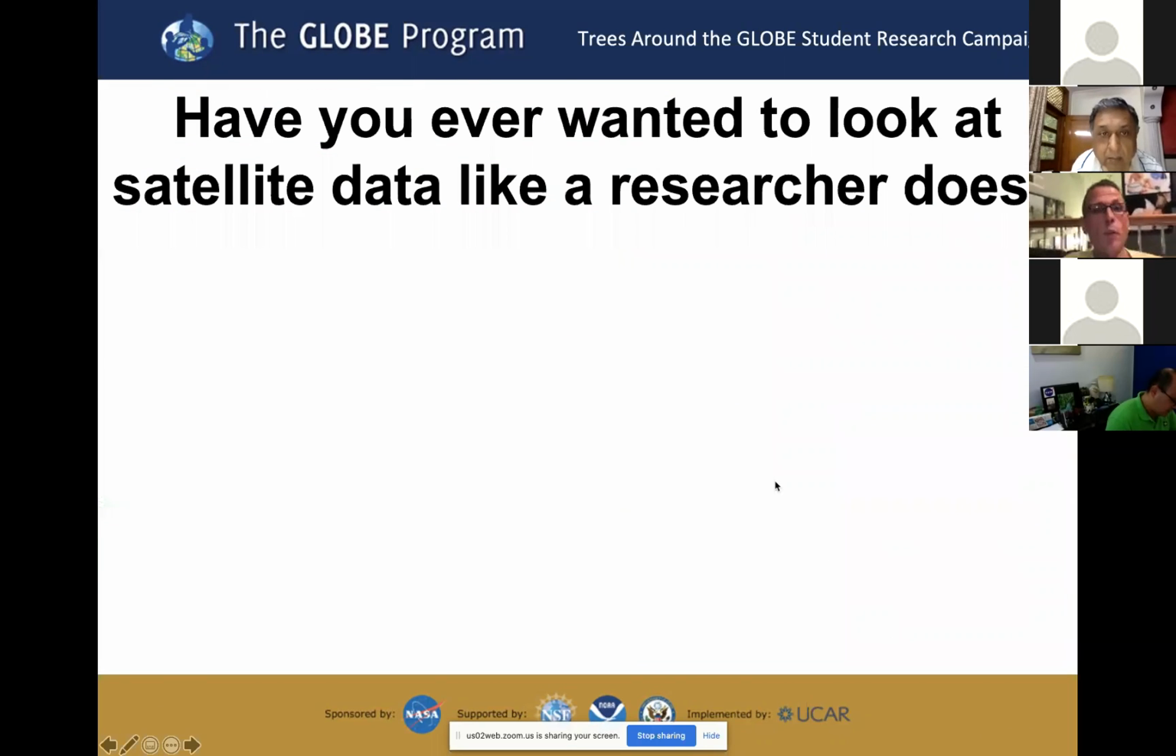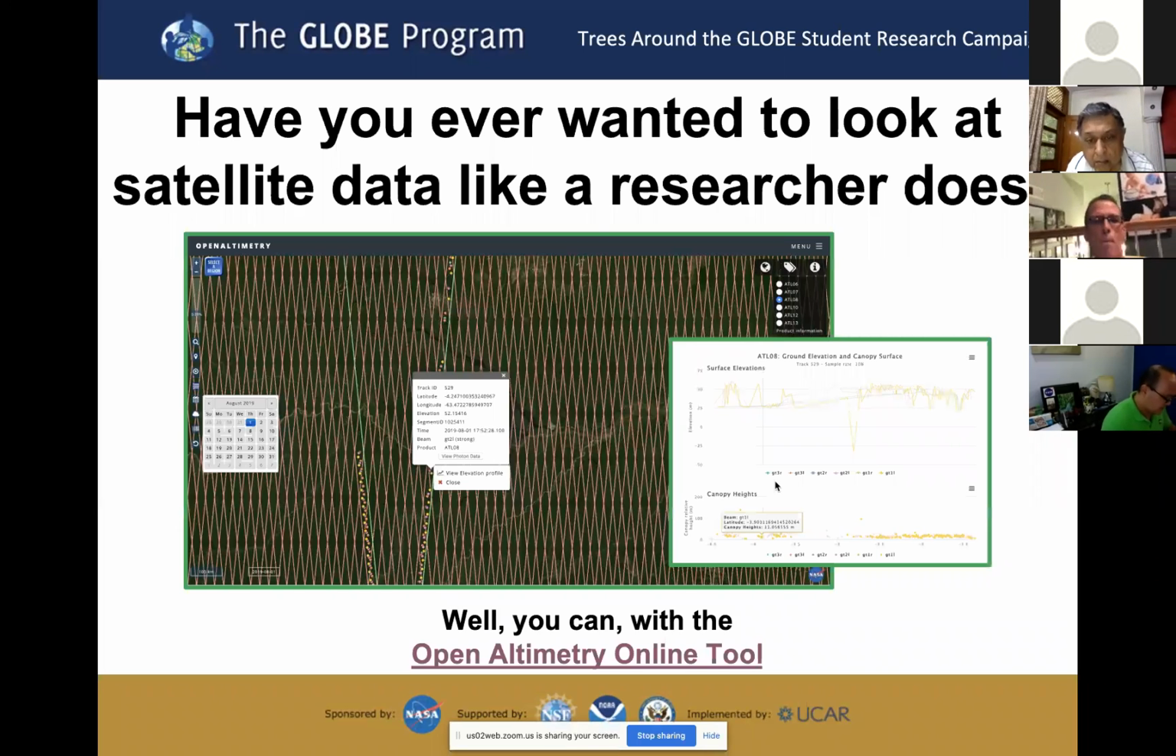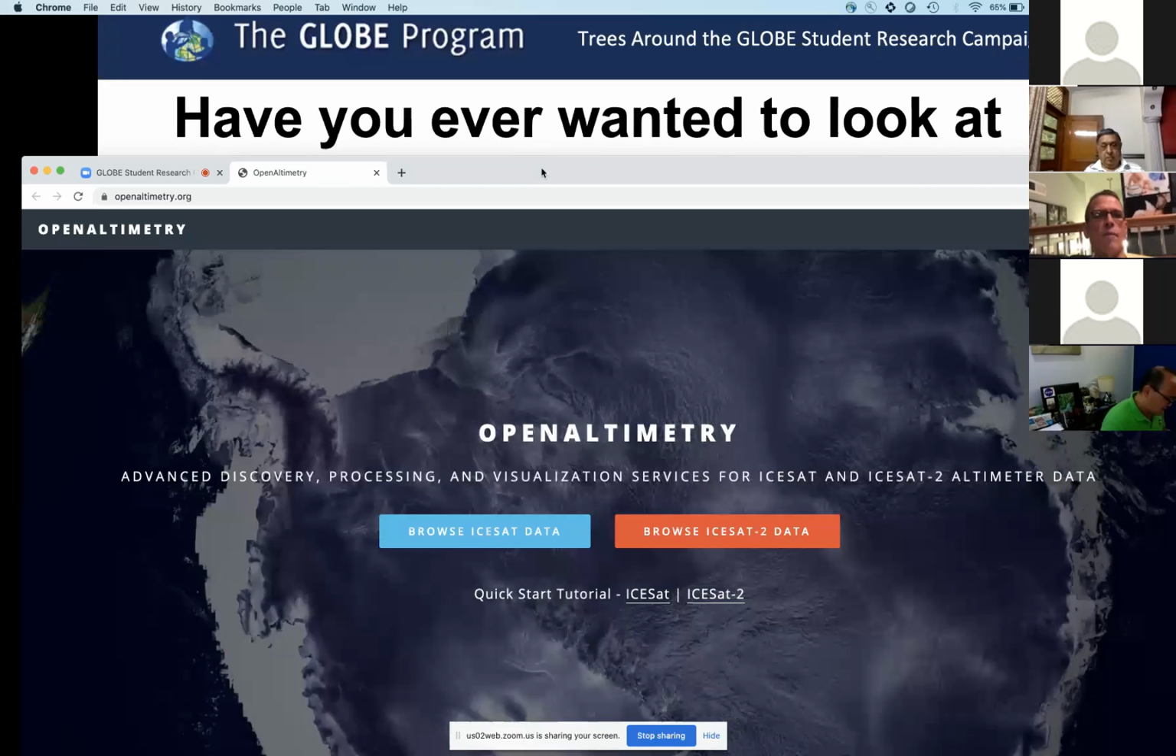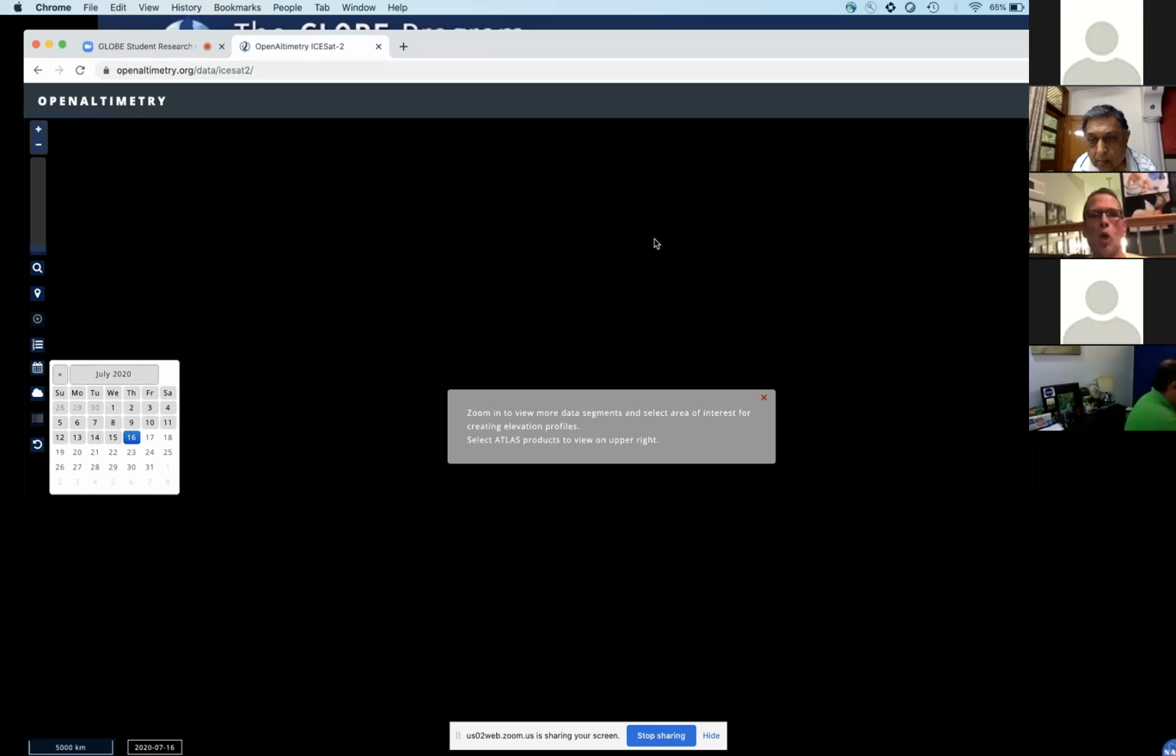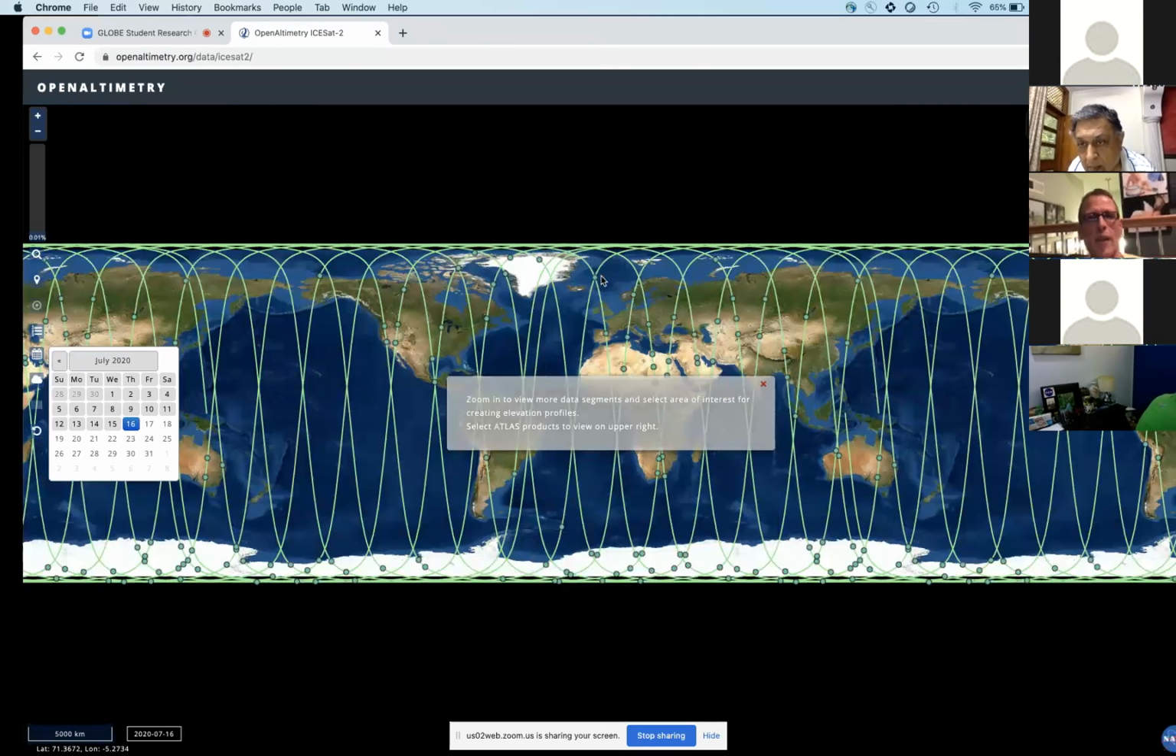So how do we do this? Have you ever wanted to look at satellite data like a researcher does? This is where we're going to go. So I'm going to pop into this tool. It's called Open Altimetry. And you should see it right now. And I'm going to click on Browse ICESat-2 data. And this will take us to a global map where you're going to see lots of green lines. Those are ICESat-2 orbit tracks.